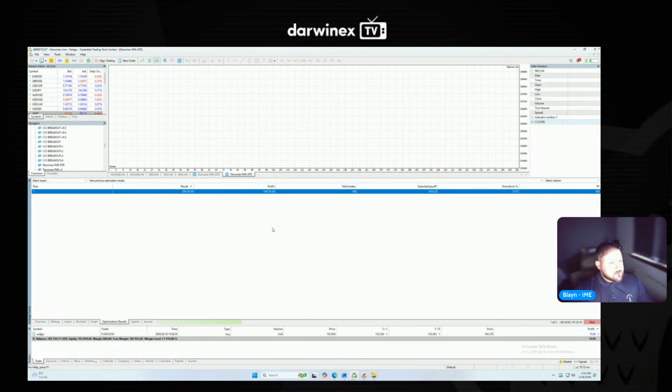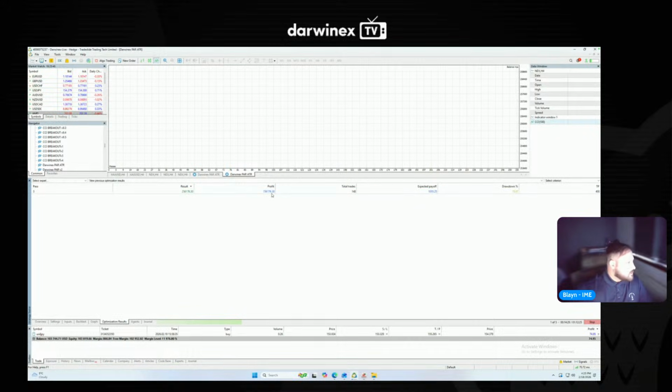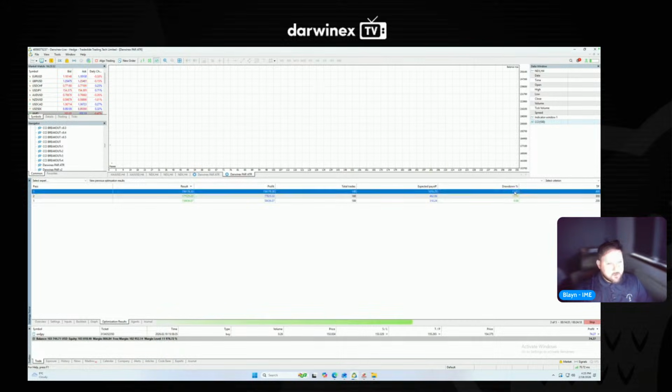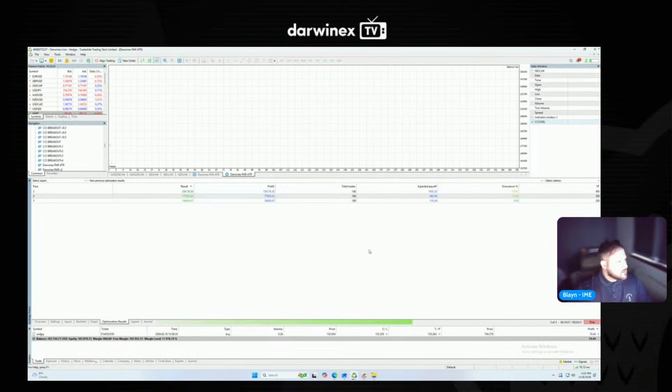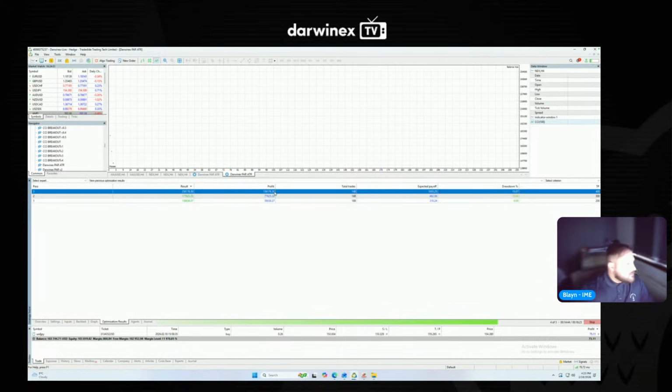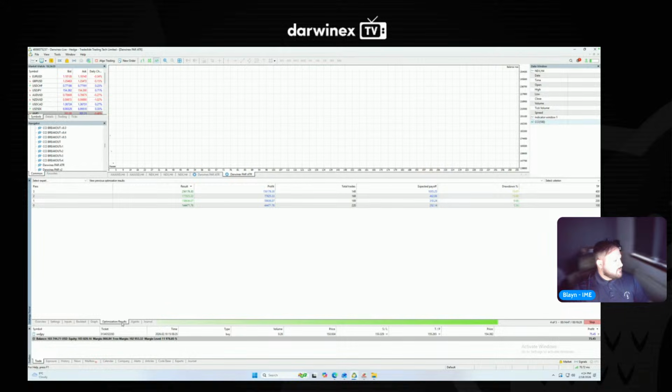Okay, that's looking really promising. All right. So what's that? 156% return with a 15% drawdown. So we're getting into something that's really good.